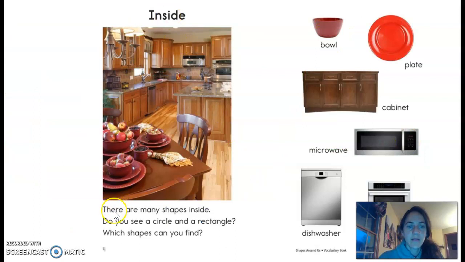Inside. There are many shapes inside. Do you see a circle and a rectangle? Which shapes can you find? Bowl, plate, cabinet, microwave, dishwasher, oven. I know the plate is a circle. Do you have a circle at your house? ¿Tienes un círculo en tu casa?